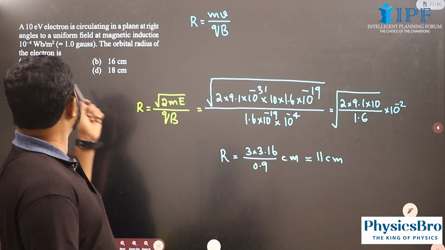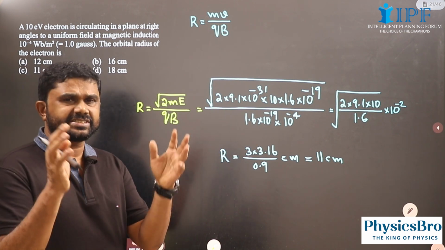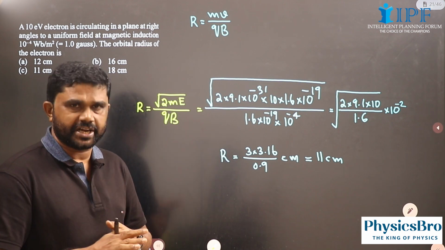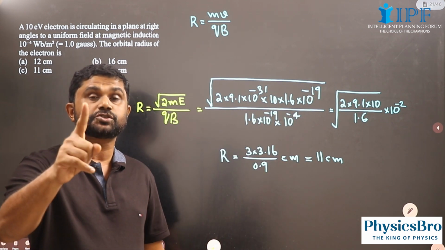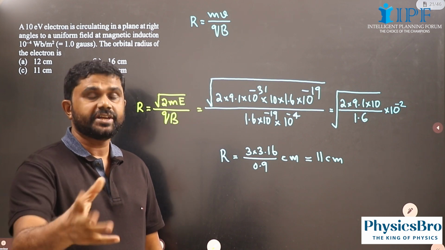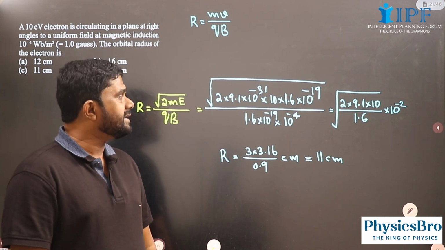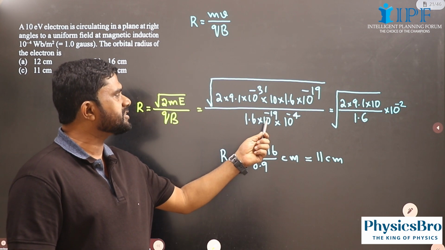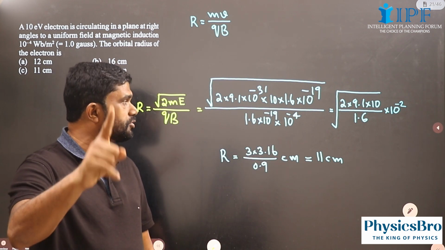Okay, and the magnetic field is 10 raised to minus 4. Now first let us consider the powers of 10. 10 raised to minus 31 and 10 raised to minus 19, that is 10 raised to minus 50. When it is taken out of the square root, it will be 10 raised to minus 25. And in the denominator, we have 10 raised to minus 19 and 10 raised to minus 4. That is 10 raised to minus 23.